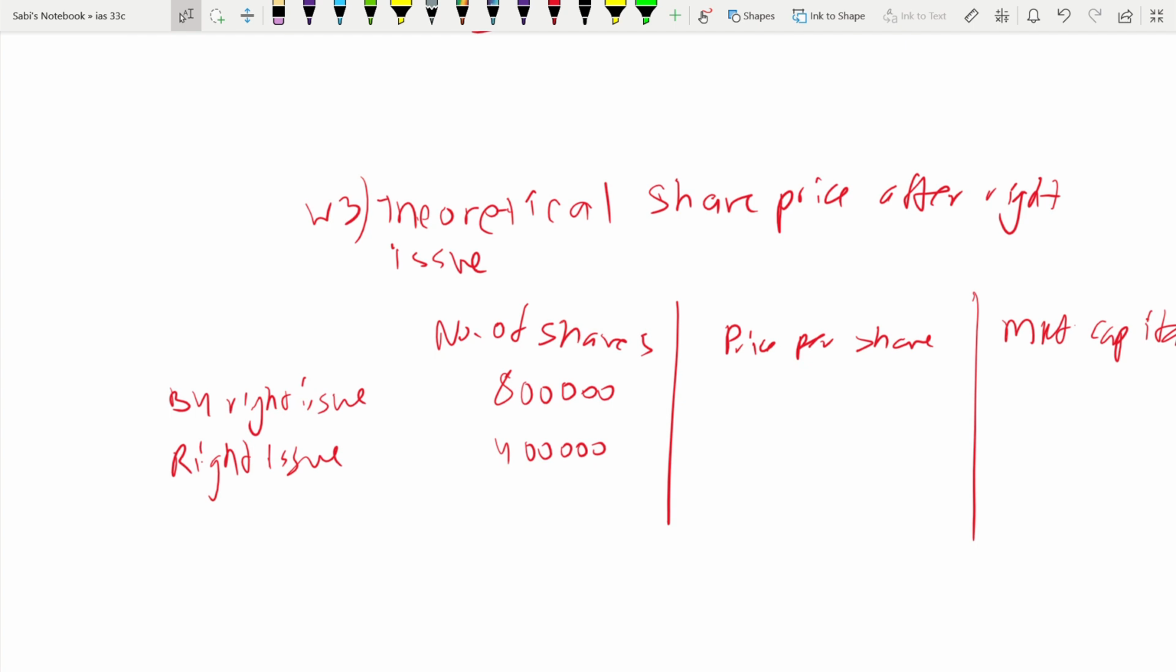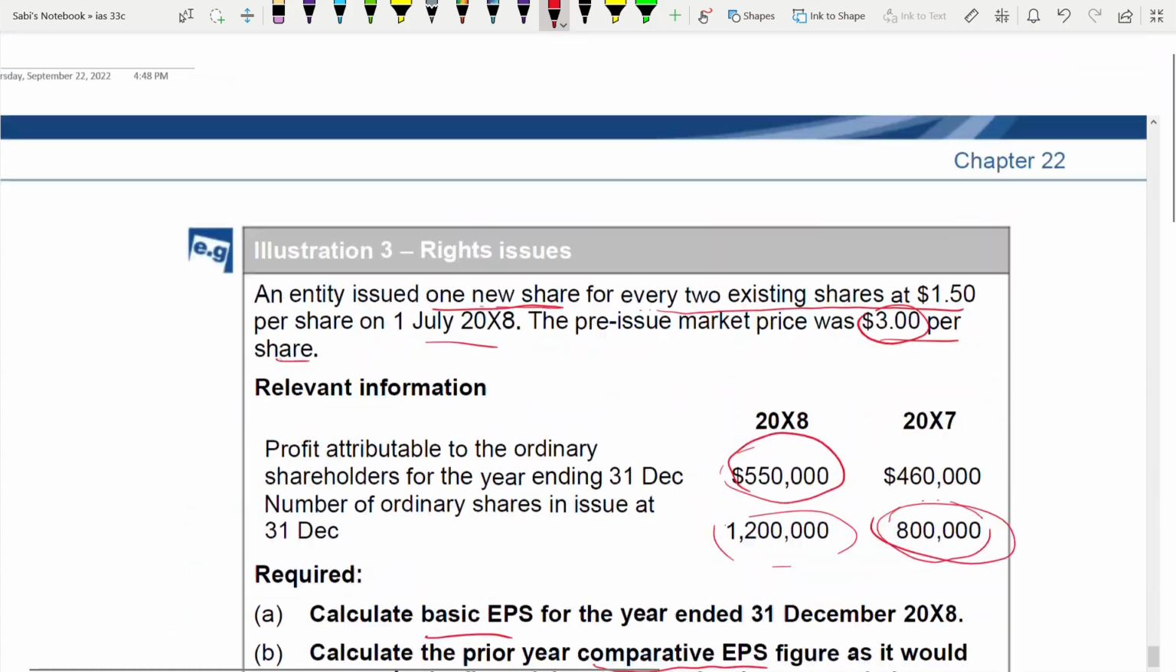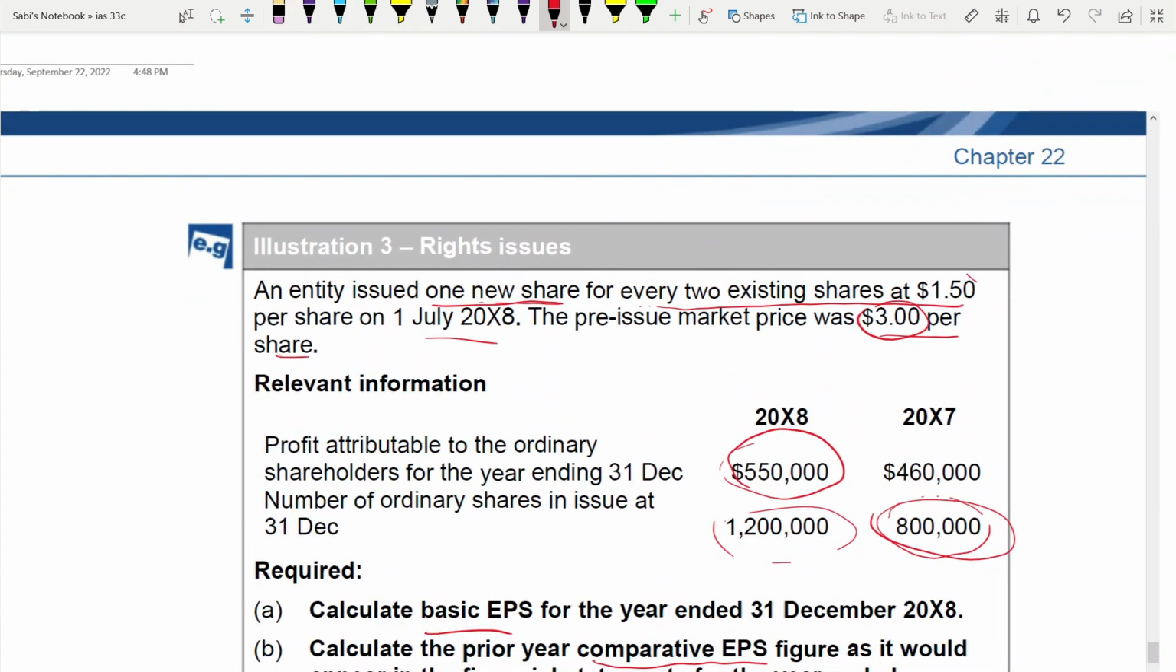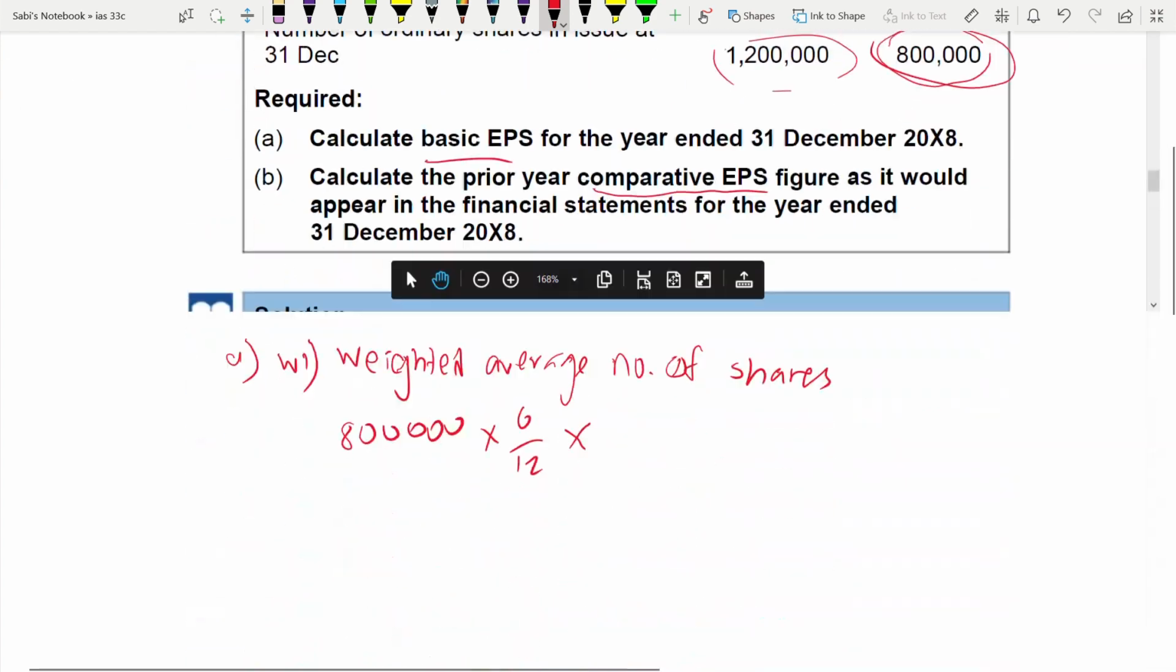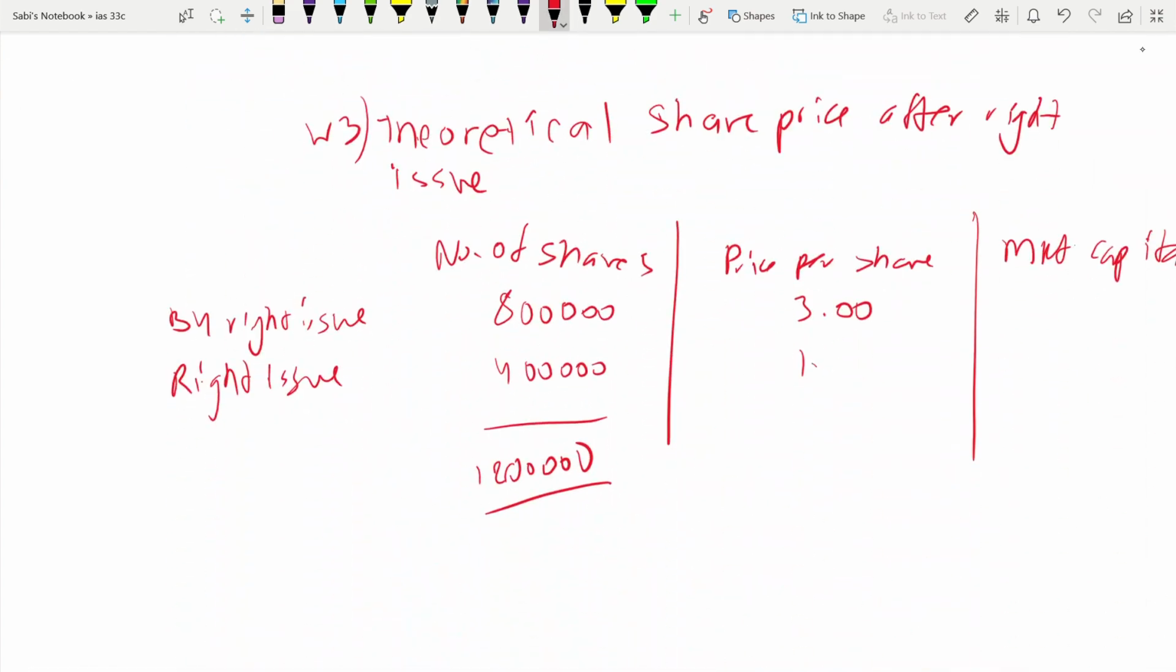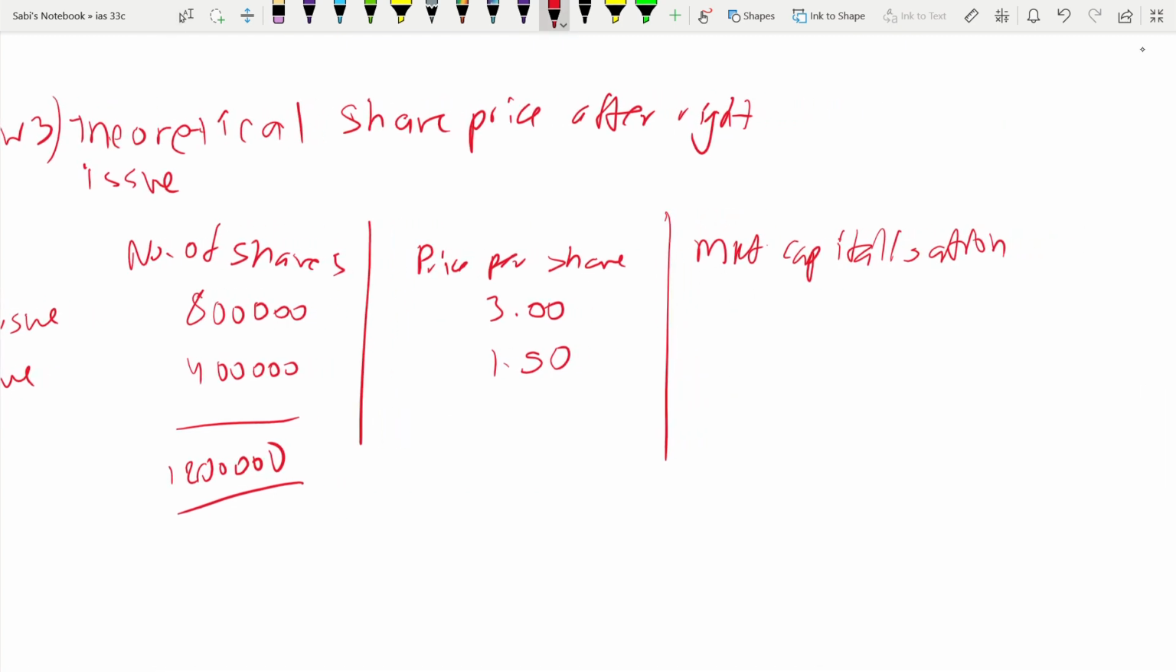Right? So now the total is 1.2 million. What about the price? This was 3. Okay, and the rights issue price was 1.5. It will be less than the full price. You see, it's 1.5 here. So you just multiply the price per share with the number of shares. This will be 2.4 million. 1.5 into 400,000 will be 600,000. If you add up, it adds up to 3 million.